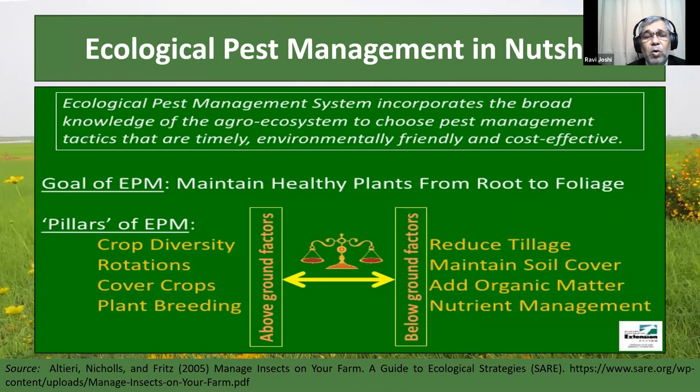The main important goal of ecological pest management or ecological engineering is to maintain healthy plants from root to foliage. In the past, like in SRI, the System of Rice Intensification, we were looking more at root health, because root health dictates the health of the foliage. Indonesia is one of the countries in the region that has the highest promotion of SRI, and in India also, SRI is widely practiced. The ecological engineering principles are also used in SRI, where pest management is one of the principles.